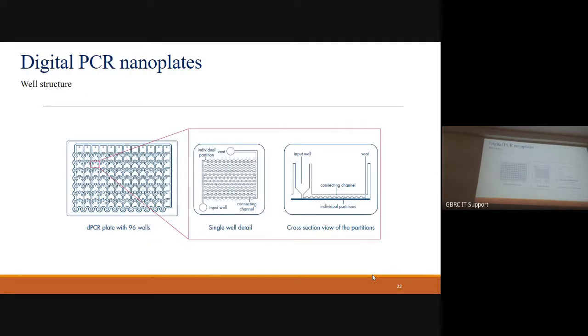So this is the plate format. This is just a representative of the wells. Let's say in 24 well it will be 24. This is 96 well. So this is a well, and this is a zoomed view of that one particular well. So this is your input well, here you are putting your samples. Your samples will be over here, and these are small 26,000 channels, and extra volume will be there for the vent. So this is a cross section view of that particular well.